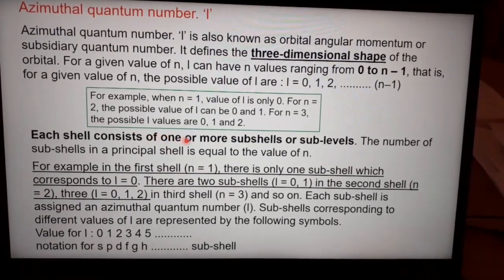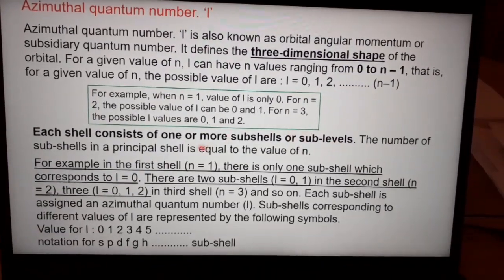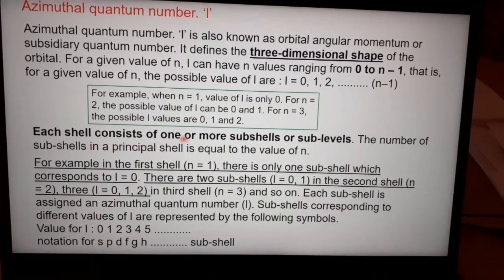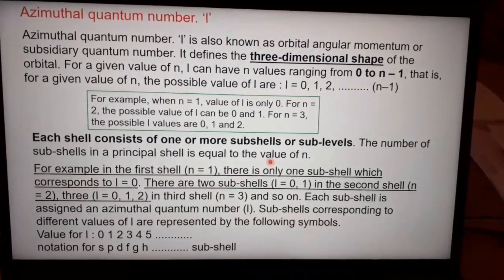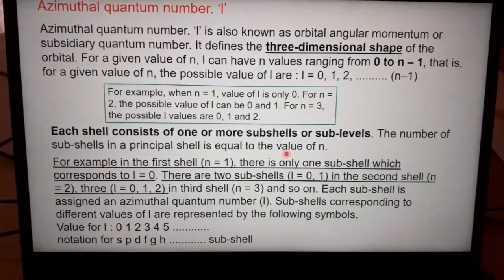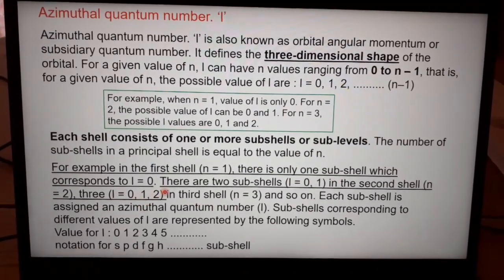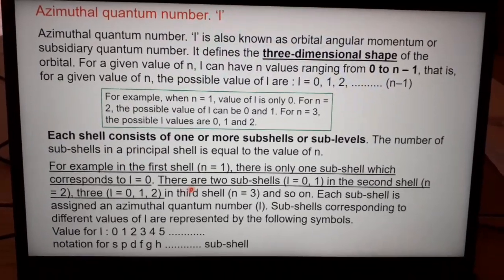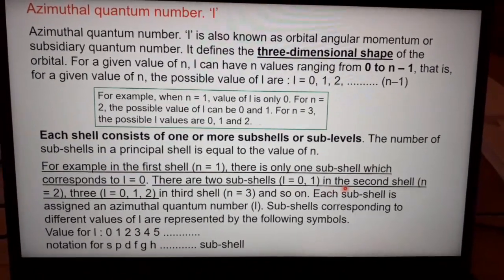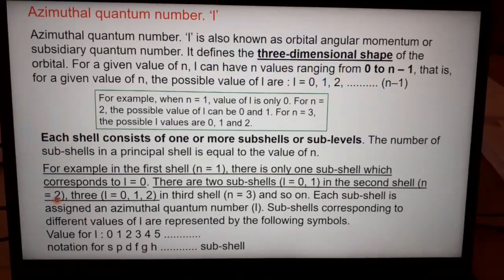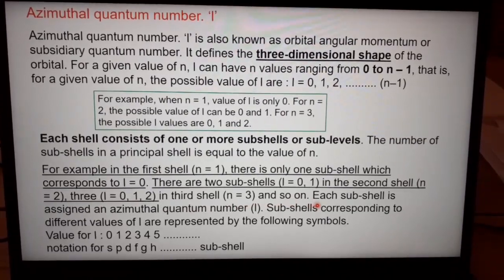Each shell consists of one or more subshells or sublevels. The number of subshells in the principal shell is equal to the value of n. For example, the first shell n equal to 1 has only one subshell, which corresponds to L equal to 0. There are two subshells when n equal to 2, with L equal to 0 and 1. The second shell is n equal to 2 and the third shell is n equal to 3, and so on.